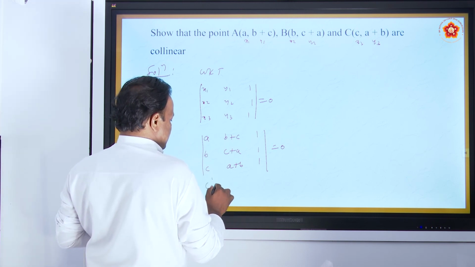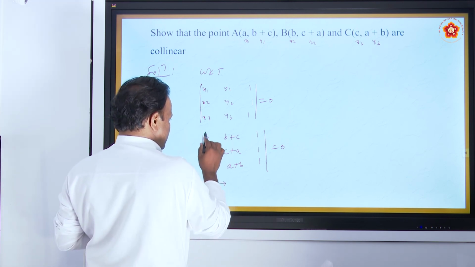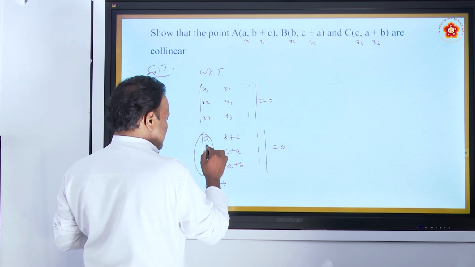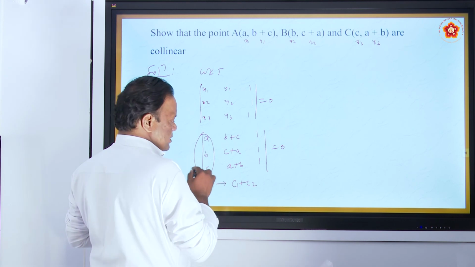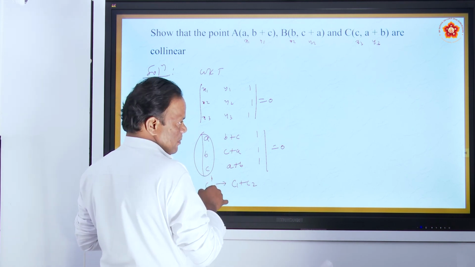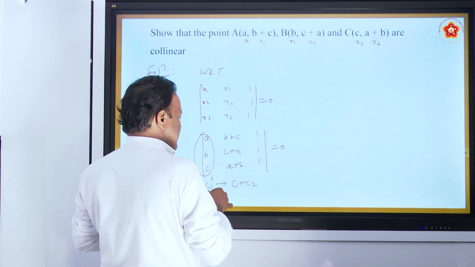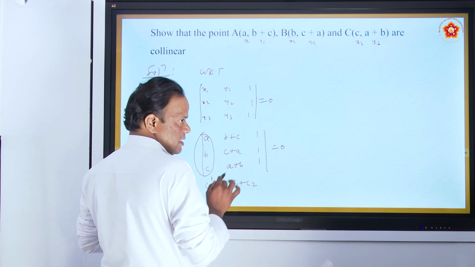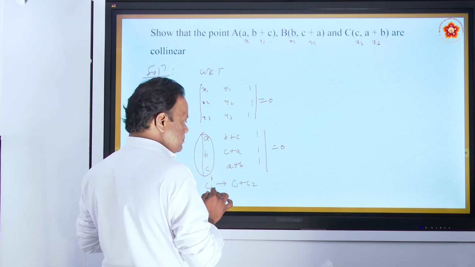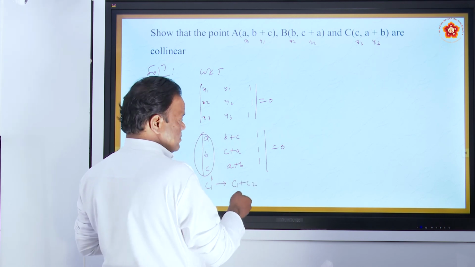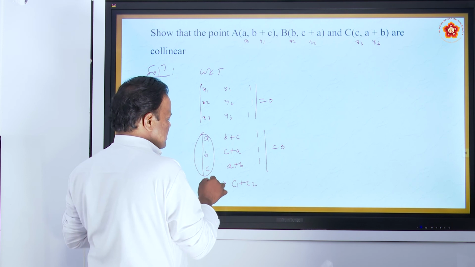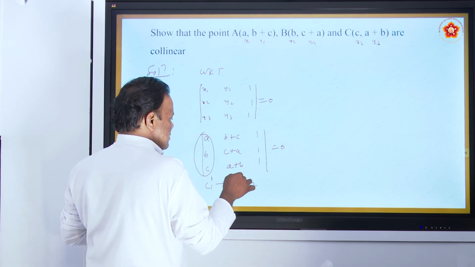C1 dash implies C1 means this place. In this place I write C1 plus C2. This is one property, a column operation property. We can use C1 dash equal to C1 plus C2 plus C3 also, that is correct. So many methods are there to solve this problem. A very simple method is C1 dash means in the C1 place write C1 plus C2.